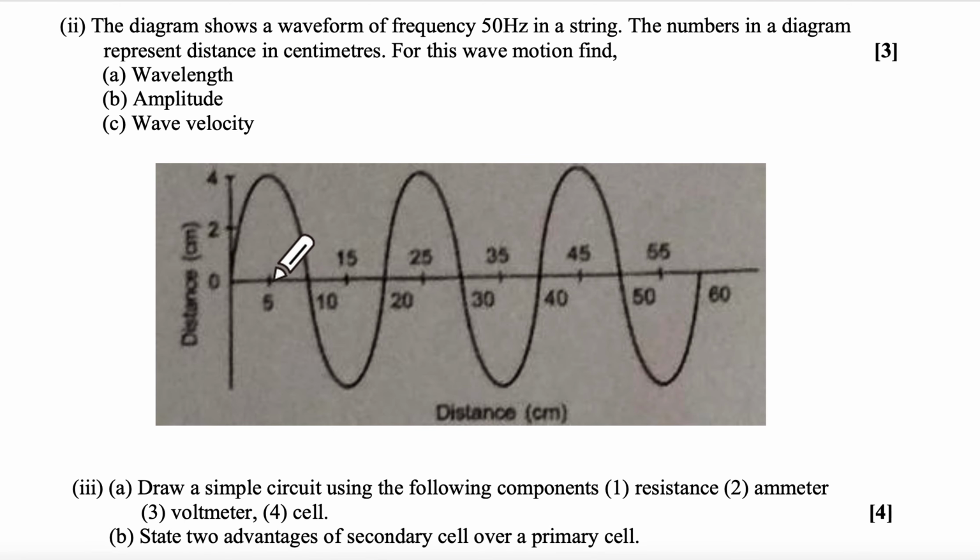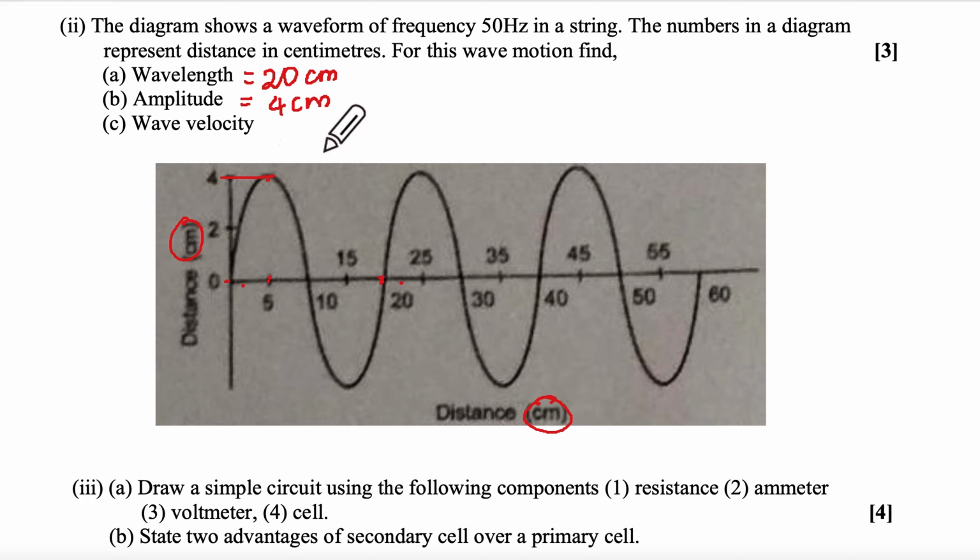Okay, so done that. What is this now? Calculate the wavelength. What is the wavelength? From here to here is the wavelength. How much is it? 20 centimeter. Can you see that? 20 centimeter. What is the amplitude from here to here? How much is it? 4. Correct? Yes. Hello. Yes, ma'am.